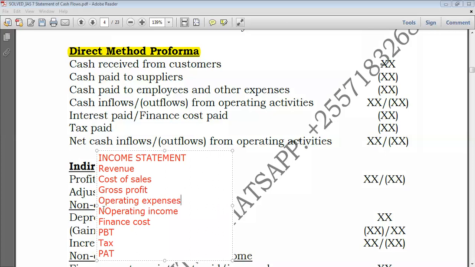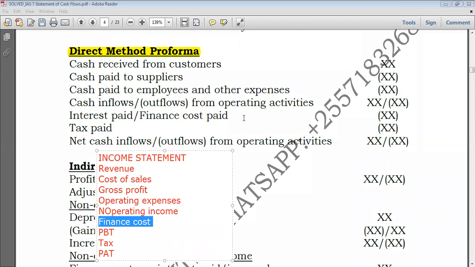After that, you could have down here non-operating income. Now, non-operating income, you have been told non-operating. So if it's non-operating, that means that it won't be involved at all when dealing with the direct method. Now, after that, what came down here? We are told finance cost. Finance cost, a nice example, is an interest expense. So down here, we have deducted interest expense.